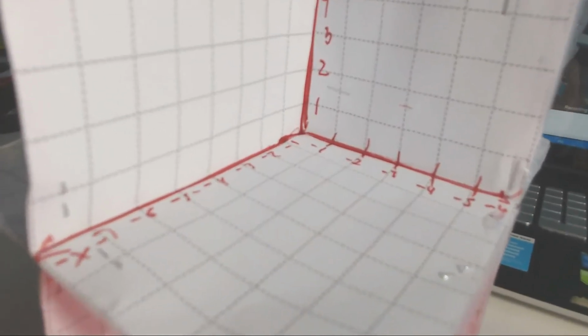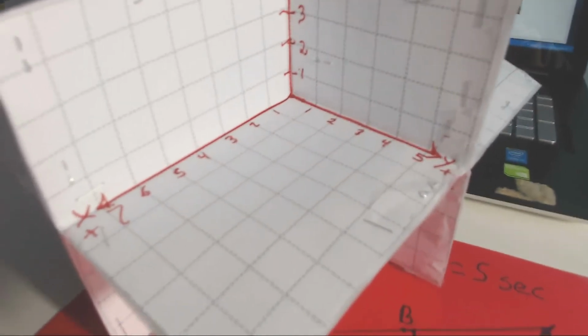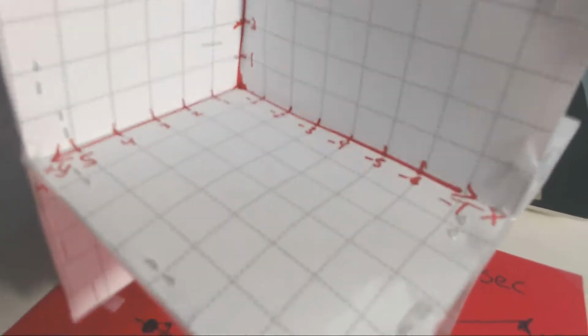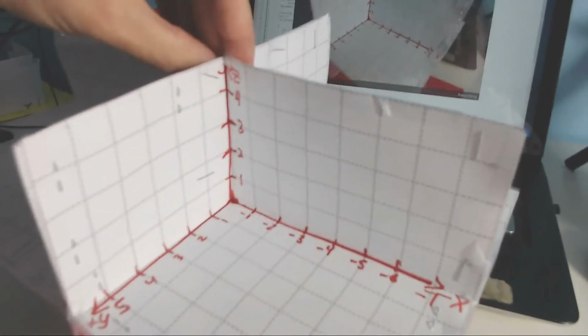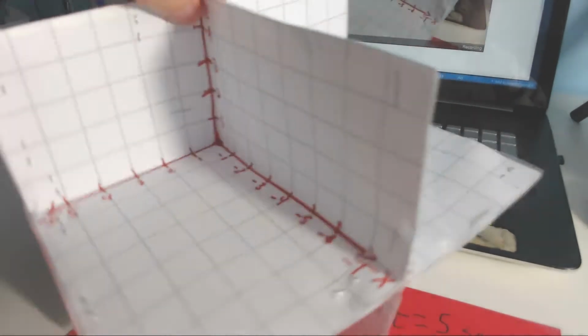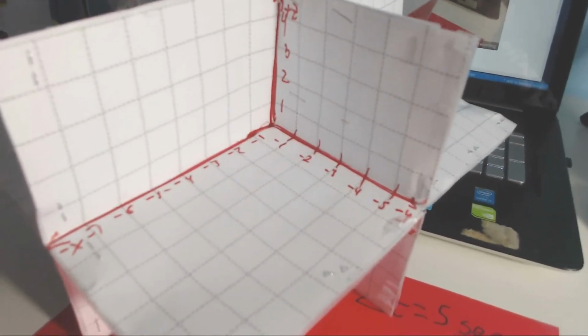Welcome to this one. Let's take a look at the third octant of space. Just to remind you, this was the first octant, in a separate video. This was the second octant right here. I keep saying quadrant, I mean to say octant. And now this is the third octant right here.